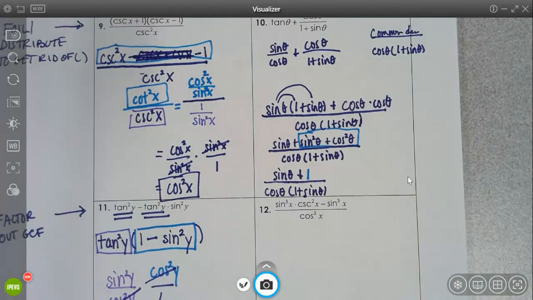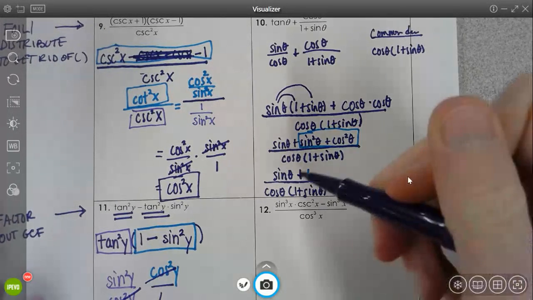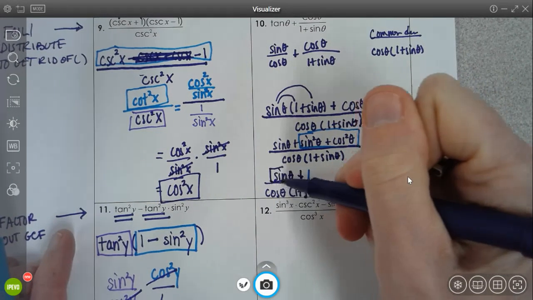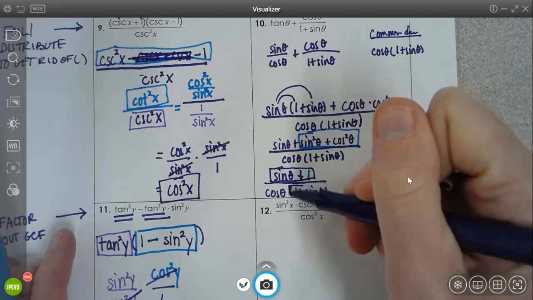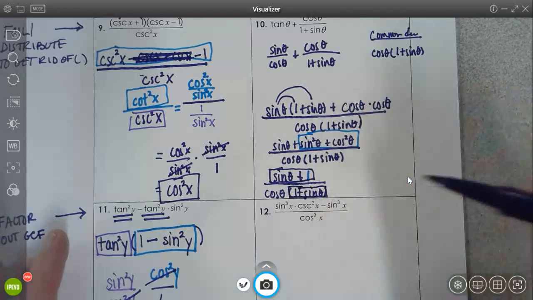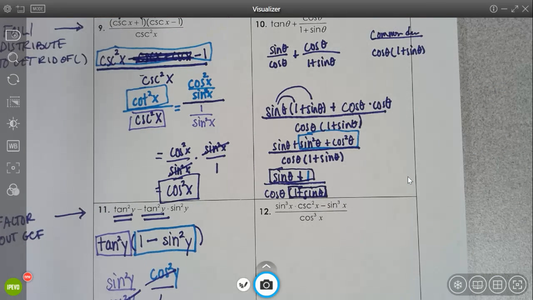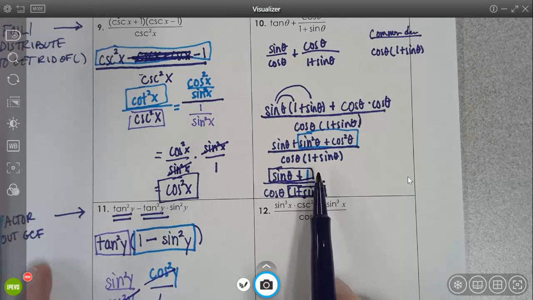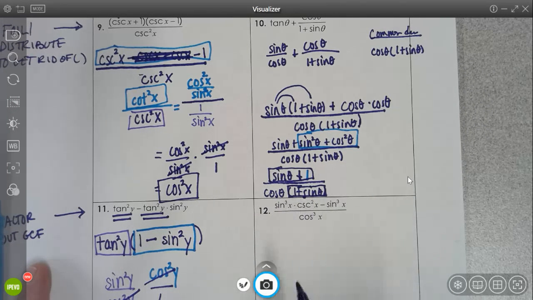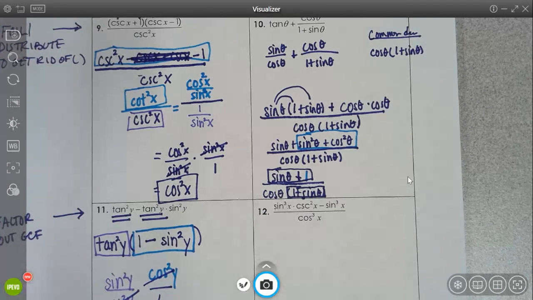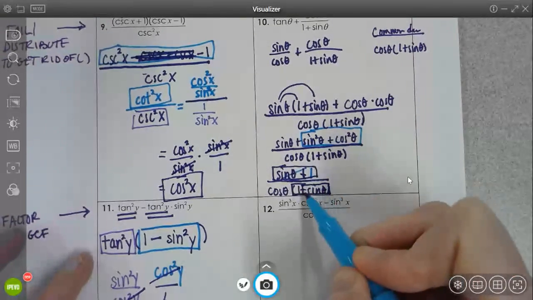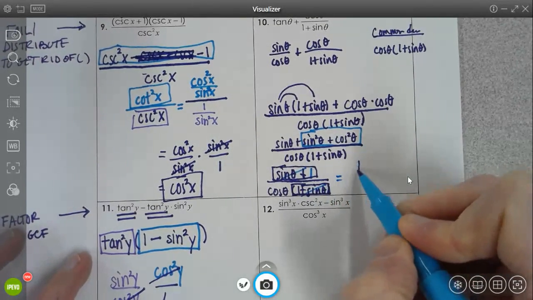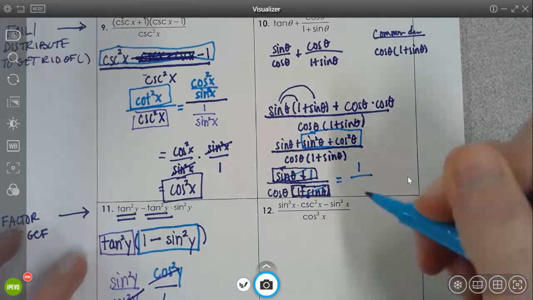And once I have this cleaned up, what I notice now is that I have this entire group of 1 plus sine theta in the numerator. And that matches this group down here. So even though they're written reverse, we know that addition's commutative. 2 plus 1 is the same as 1 plus 2. So in this problem here, I can actually cancel out this entire quantity of sine theta plus 1 with that quantity of 1 plus sine theta down in my denominator. And if I cancel these two out, I'm going to be left with a 1 in my numerator, and down in my denominator, just that cosine theta.